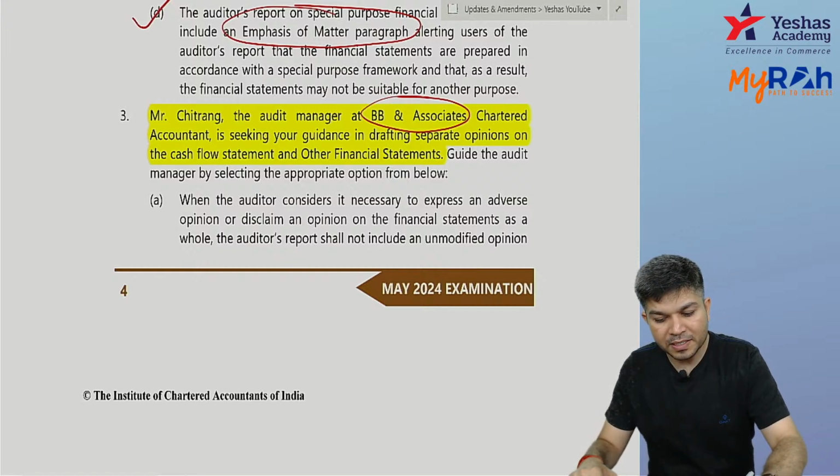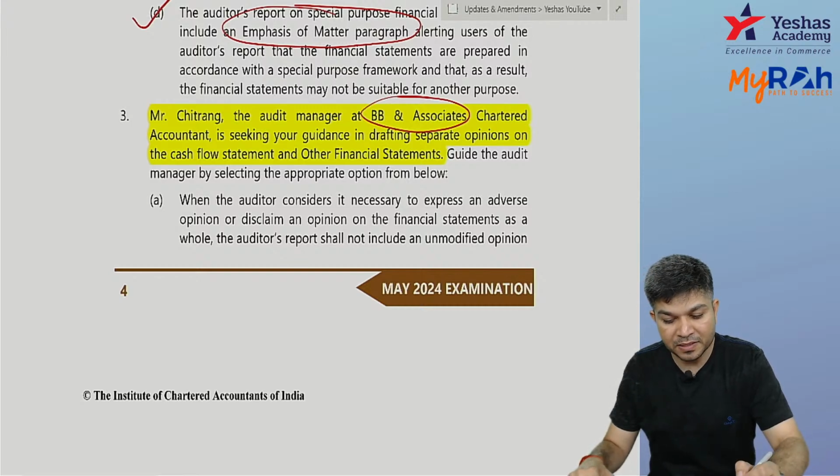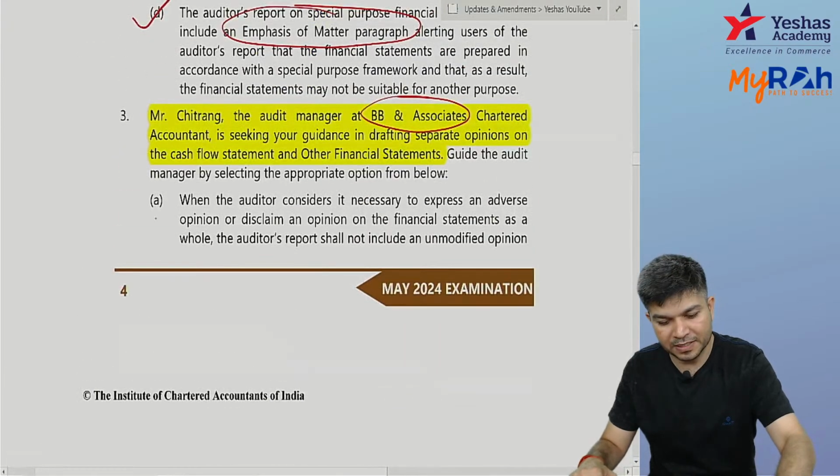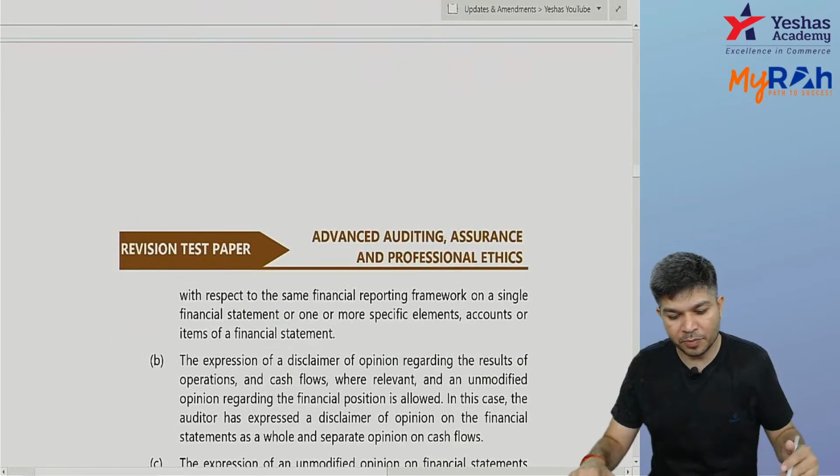Where the auditor considers it necessary to express an adverse opinion or a disclaimer of opinion on a financial statement as a whole, the audit report shall not include an unmodified opinion with respect to the same financial reporting framework on a single financial statement or one or more specific items. This looks correct. Let's see the other options.